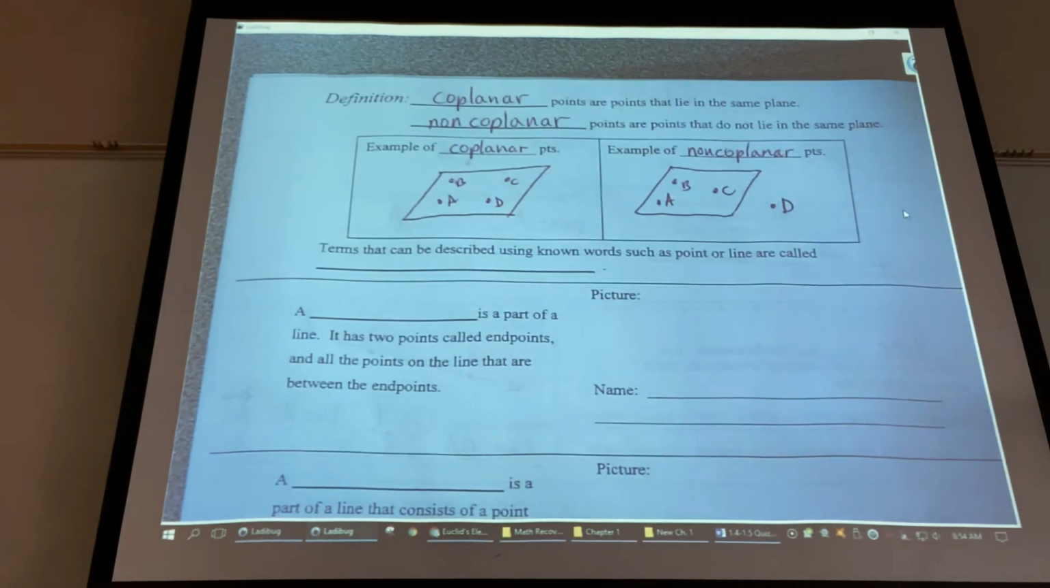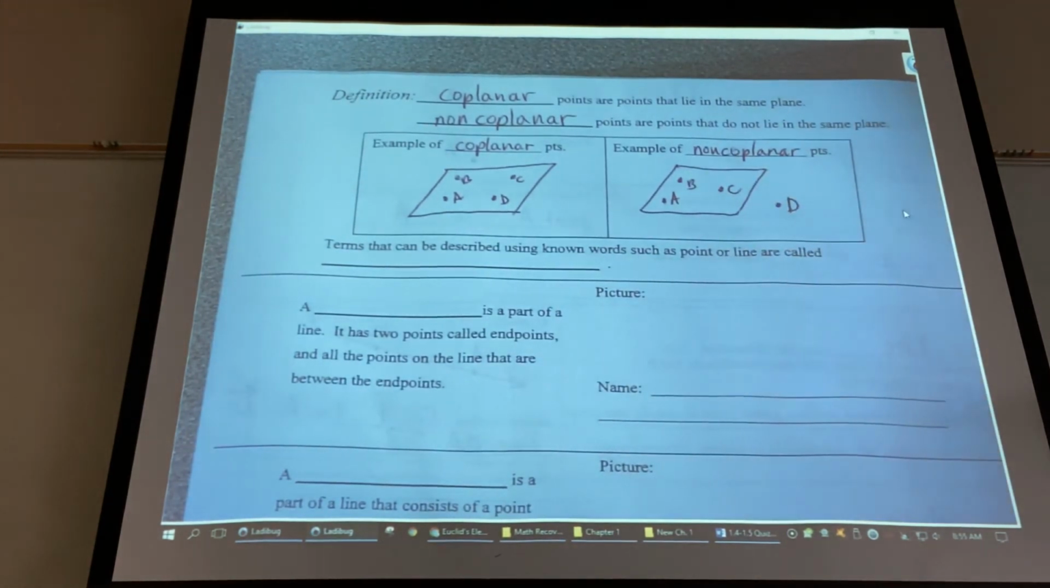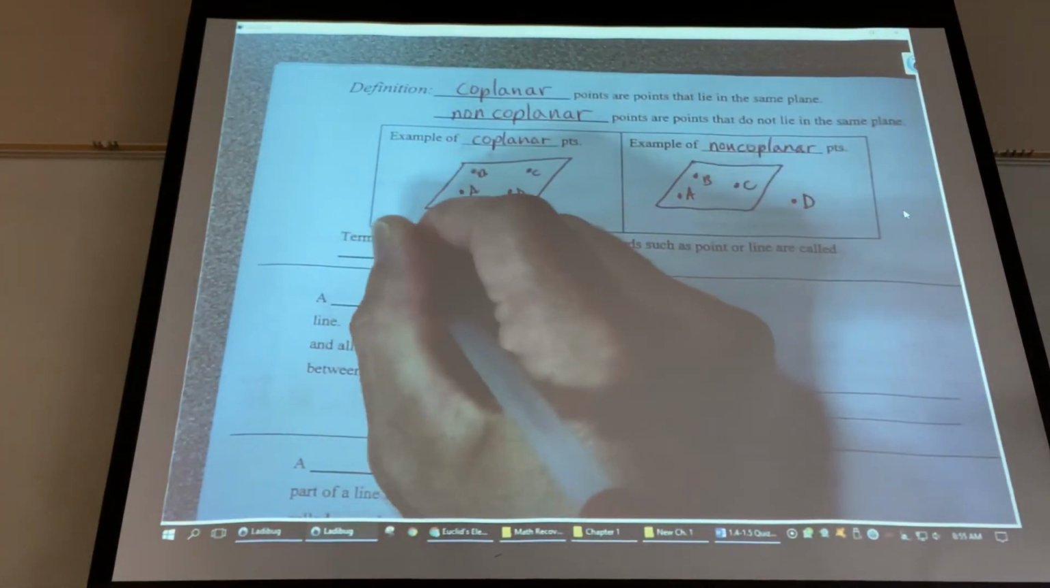Yeah. Now, what you have to be careful with is any 3 points are going to be coplanar, right? If you have 3 points, that's that tripod, isn't it? There's going to be a plane through them. So if you're naming non-coplanar points, you have to name 4 points or more. All right, let's finish things up today with terms that can be described using known words such as point or line are called defined terms.